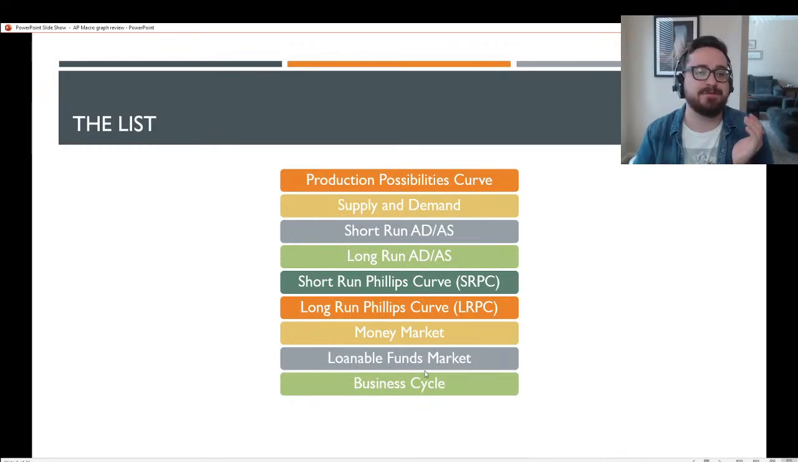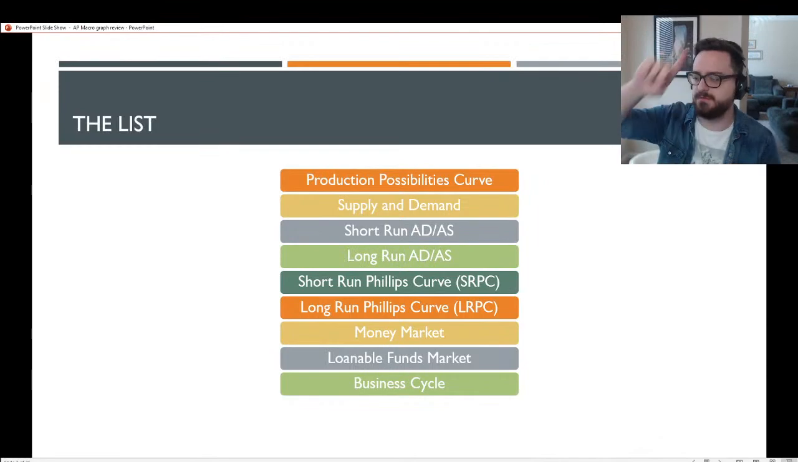The business cycle is, out of all of these, the only one that you don't really ever have to draw, but it is a graph that you should know and be familiar with. It's the wavelength looking one for any of my students who are like, what graph is he talking about? It's the wavelength looking thing.